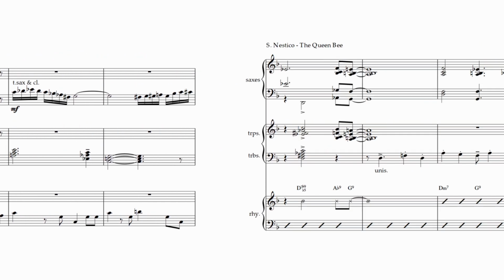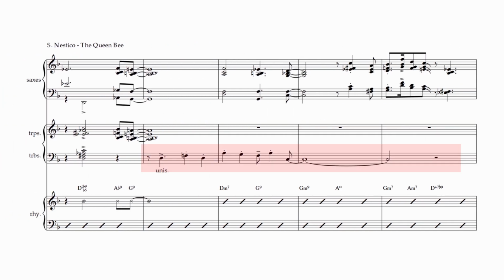Here is Queen Bee again, with an example of a unison melody in the trombones, which is supported by the saxophones and rhythm section.